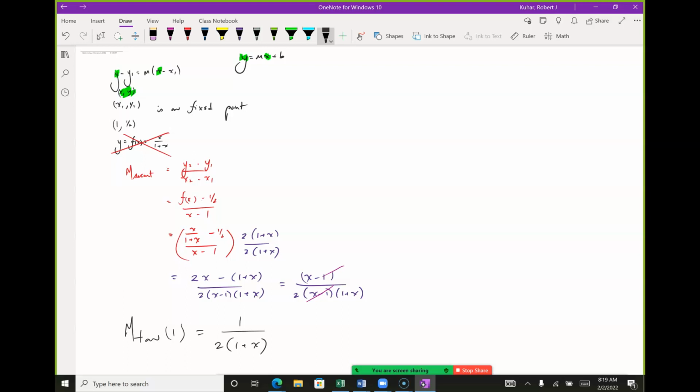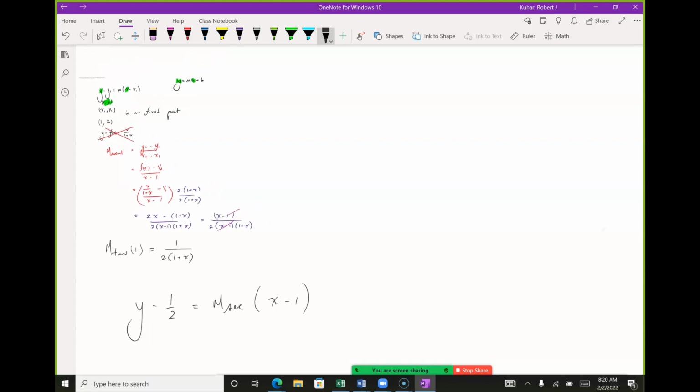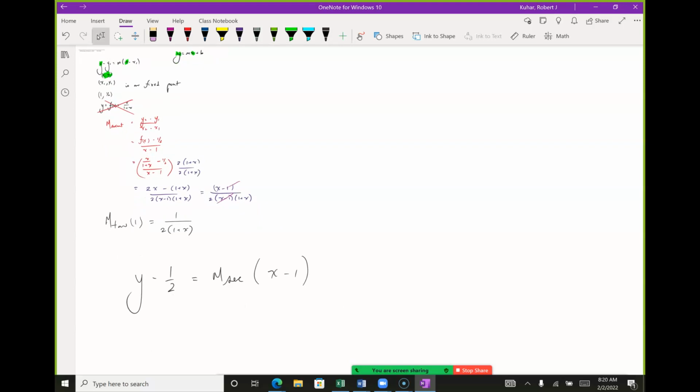Nice. So I need my equation of my line, right? So what am I doing? I'm doing y minus 1/2 equals my m sub sec times x minus 1, right? And that m sub sec, or the m sub tangent, this is m sub tangent. I'm going to use that simplified version. I can use the whole version, and maybe I will.